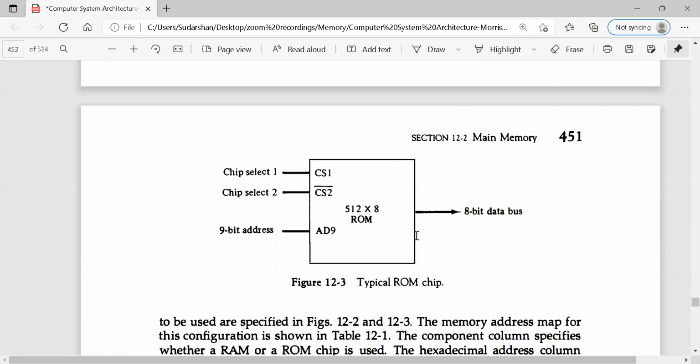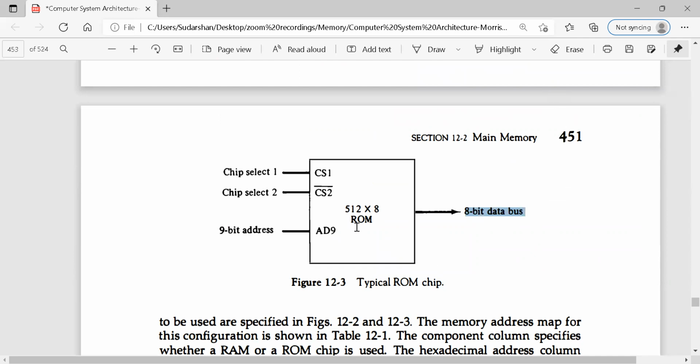Let me quickly elaborate here. A ROM chip, as I mentioned before, is going to be 512 by 8. Chip select 1, chip select 2, 9-bit address. Why 9-bit? 2 power 9. 2 power 7 is 128, 2 power 8 is 256, and 2 power 9 is 512. And the data bus remains the same. It is going to be 8 bits.